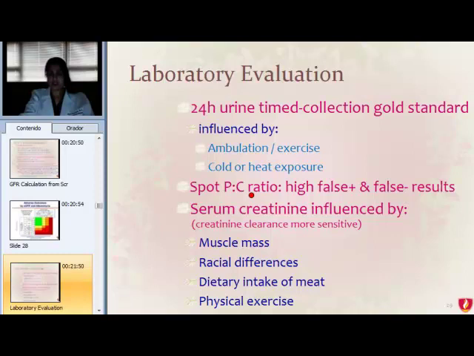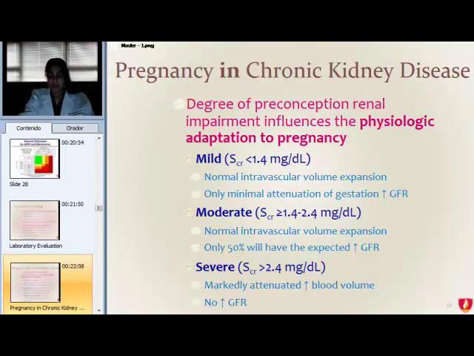The laboratory evaluation in pregnancy is primarily a 24-hour urine collection. The spot protein to creatinine ratio has high false positive and false negative results, and so is very infrequently used in pregnancy. The KDOQI staging system is very new. So until now, in pregnancy, serum creatinine has been used as a surrogate for renal dysfunction and to establish relationships with pregnancy outcomes and renal prognosis.